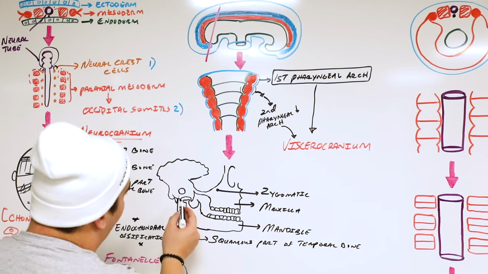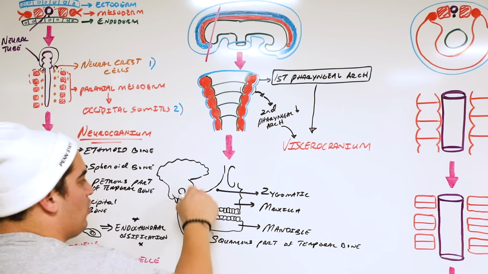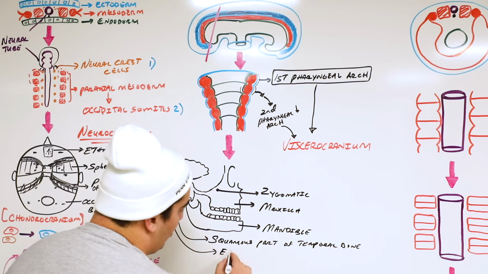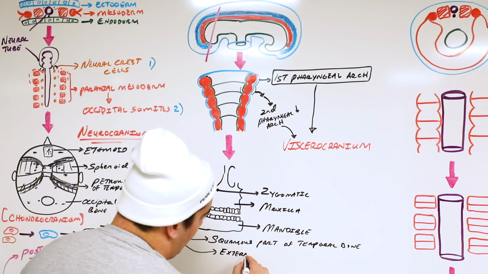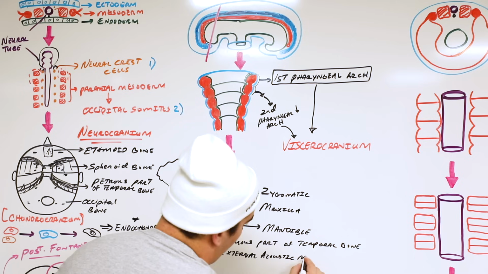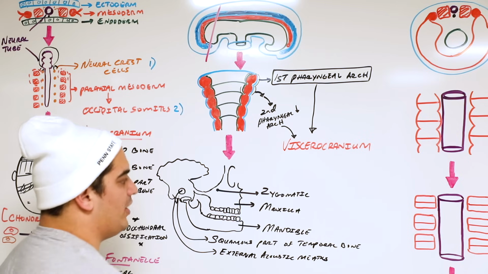And on top of that, there's also another little portion here. You see this little hole coming on that squamous part of the temporal bone? This structure right here is actually called the external acoustic meatus. These are all developed from the first pharyngeal arch.